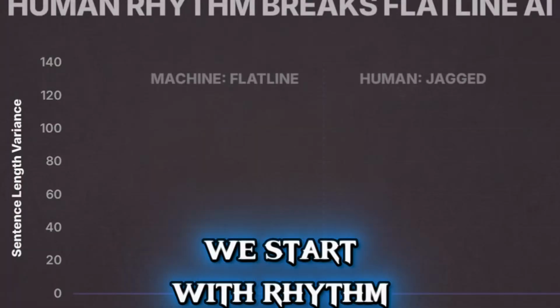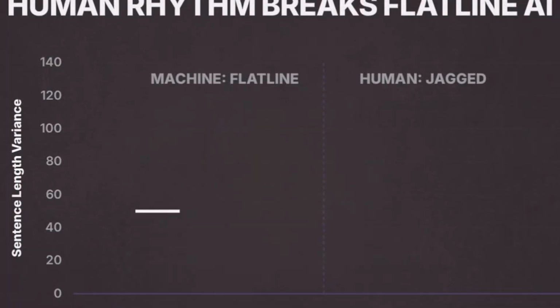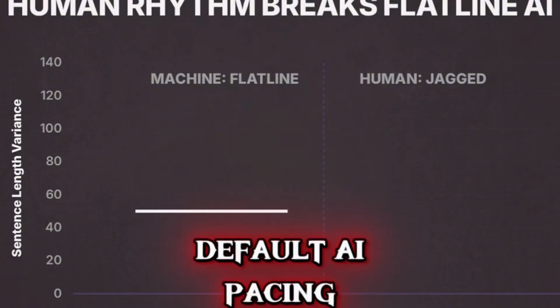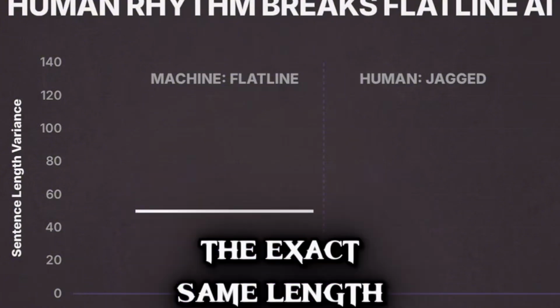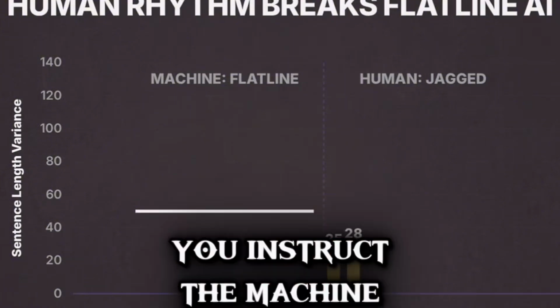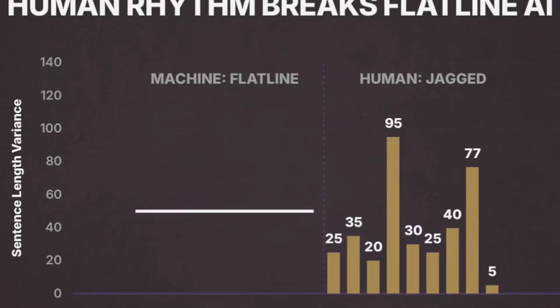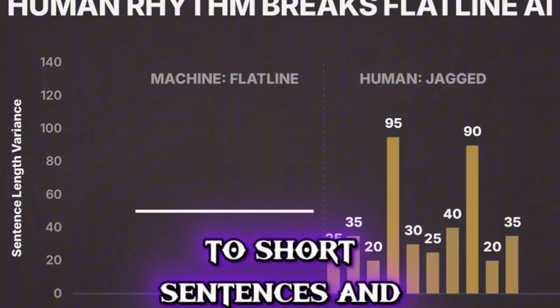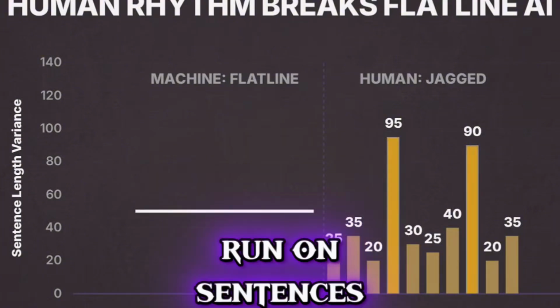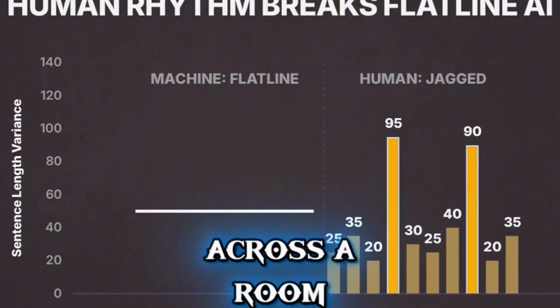We start with rhythm law. Look at this comparison. The flat line shows default AI pacing, where every sentence is the exact same length. To fix this, you instruct the machine to vary its output into jagged human lengths. Tell it to default to short sentences, and only use long run-on sentences to track physical movement across a room.